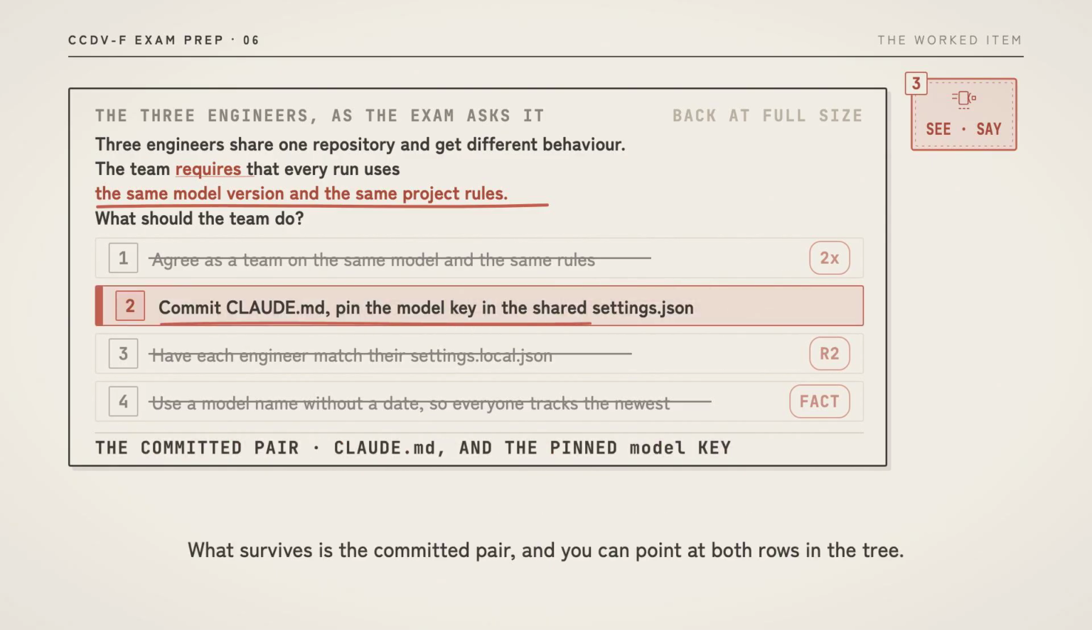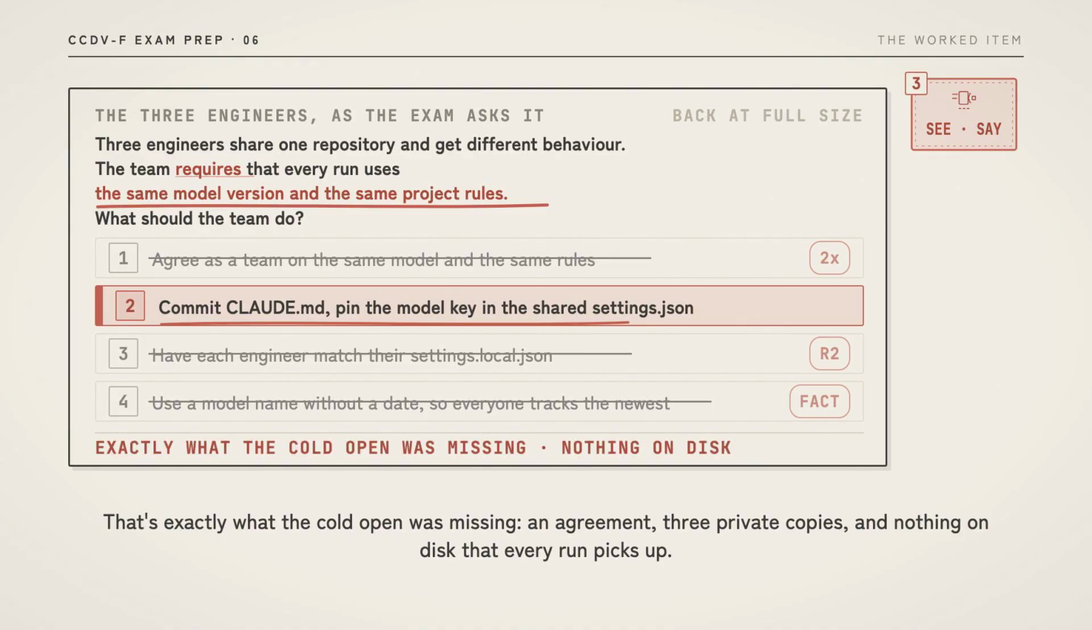What survives is the committed pair, and you can point at both rows in the tree. Claude.md in the repository and the model key pinned in the shared settings file. That's exactly what the cold open was missing. An agreement, three private copies, and nothing on disk that every run picks up.